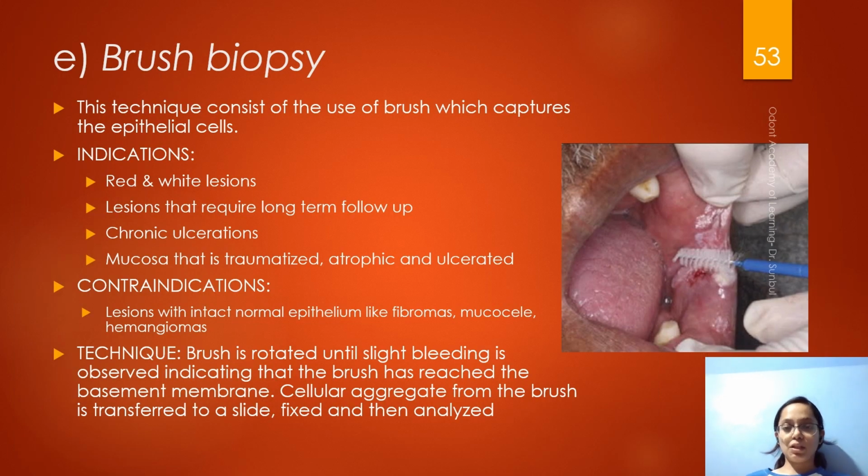Then the brush biopsy, we take a brush which captures all the epithelial cells, and as slight bleeding is noticed, we take all of that cellular aggregate on the blood on the brush, and then we transfer it to the slide, and then they are analyzed. Okay. Red and white lesions that require long-term follow-up and chronic ulcerations, those are the ones that we'll go for. And the contraindication is that a lesion with intact normal epithelium will not be done with this procedure.